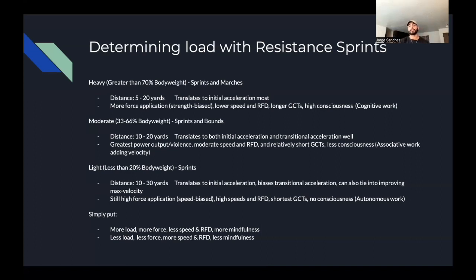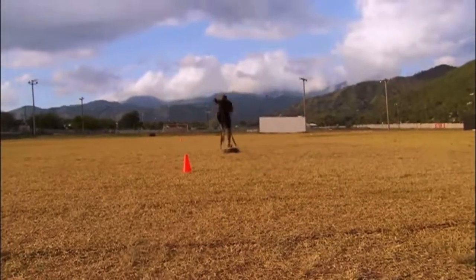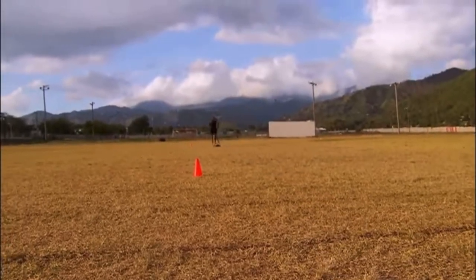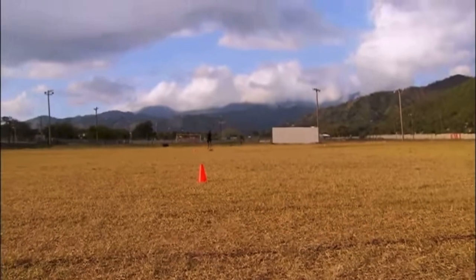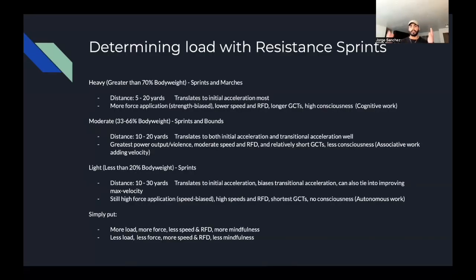Then lastly, we can sprint with light loads, loading resistance with less than 20% of our body weight to do sprints with. Now, when using light loads, we can sprint from distances of 10 to 30 yards. This translates well to all phases of linear speed, with some initial acceleration work, some transitional acceleration work, and by allowing us to tap into or close to those max velocity mechanics.